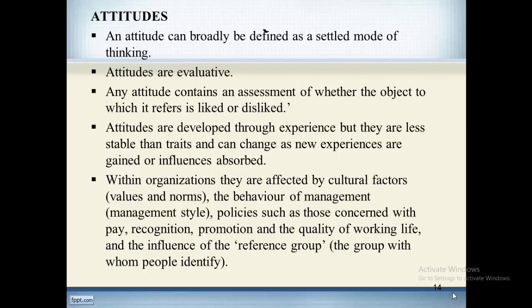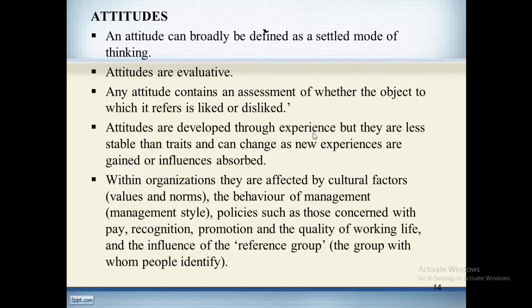Attitudes: the study of attitude is also very important in the field of organizational behavior, because it affects individual performance, as well as the performance of the organization. Attitudes can broadly be classified as a subtle mode of thinking. Attitudes are evaluative. Any attitude contains an assessment of whether the object to which it refers is liked or disliked. Working people like to work with some people, and don't like to work with others.